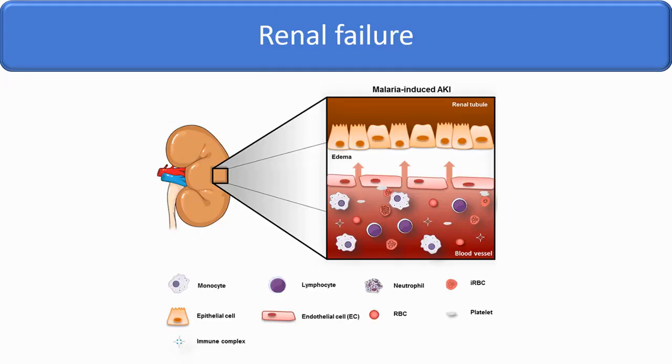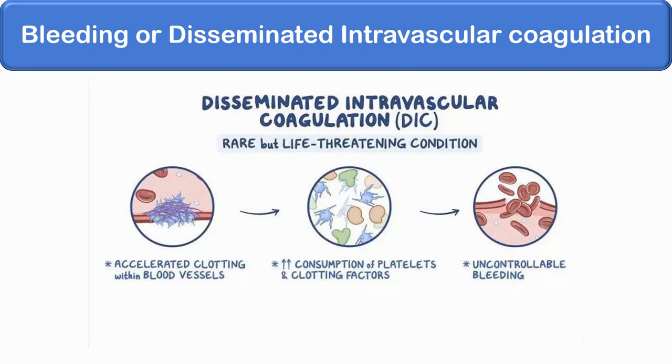Renal failure occurs in falciparum malaria due to erythrocyte sequestration in renal microvasculature leading to acute tubular necrosis. It is common among adults, then children. Bleeding or disseminated intravascular coagulation can be seen in falciparum malaria. Patients present with significant bleeding and hemorrhage from the gums, nose, and intestine with or without evidence of disseminated intravascular coagulation.